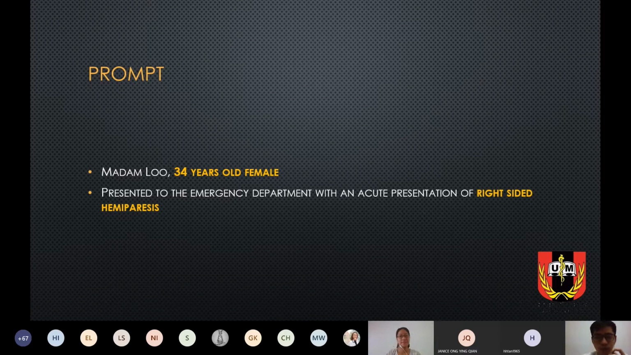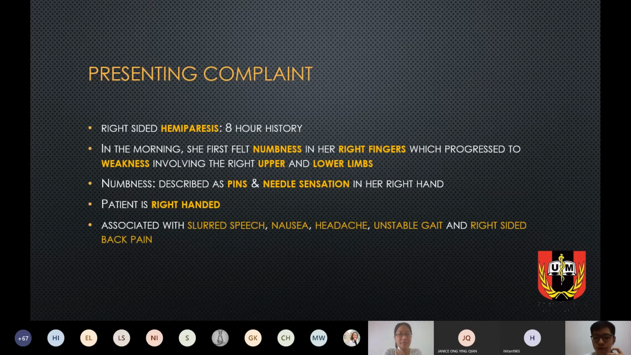Madam Lu is a 34-year-old female presented to the emergency department with an acute presentation of a right-sided hemiparesis. So for the right-sided hemiparesis, it presented about 8 hours prior to admission. It started in the morning when she felt numbness in her right fingers, which gradually progressed to become weakness involving the right upper and lower limb. The numbness was described as pins and needle sensation in her right hand. The patient is also right-handed.